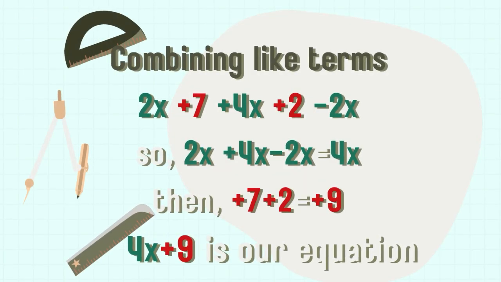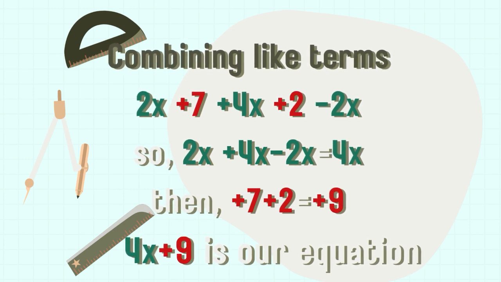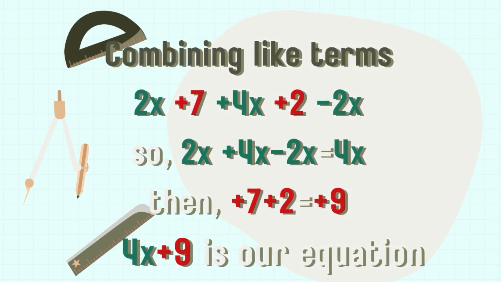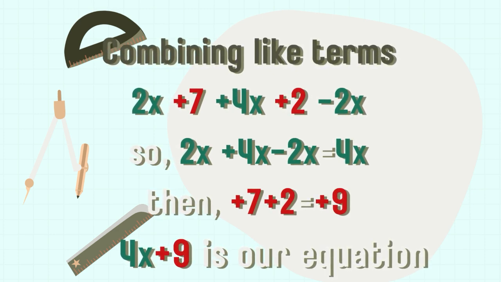Our next topic is combining like terms. As you can see on the screen, the green numbers that contain a variable need to be grouped separately from the constant numbers presented in red. In this example, we will combine the numbers with variables first and then the constants.